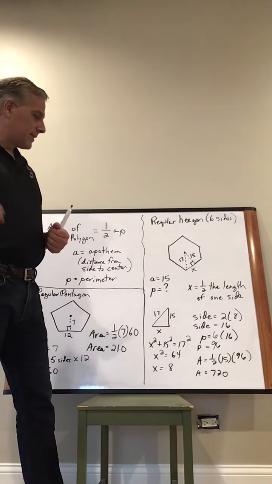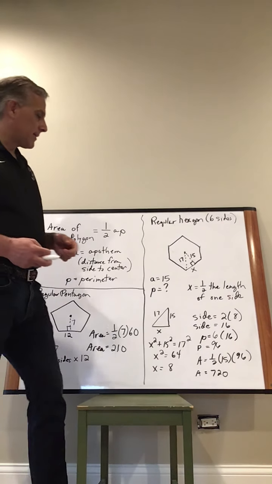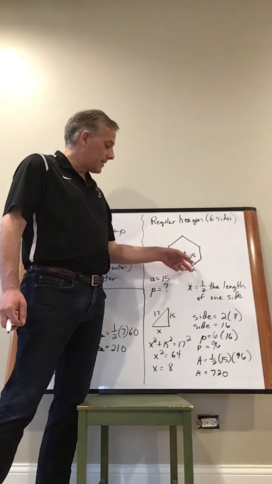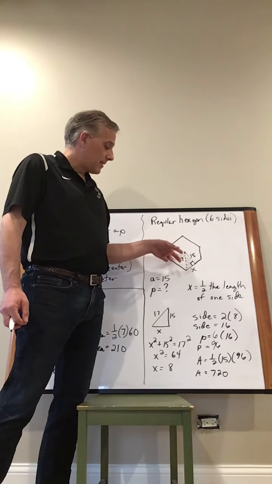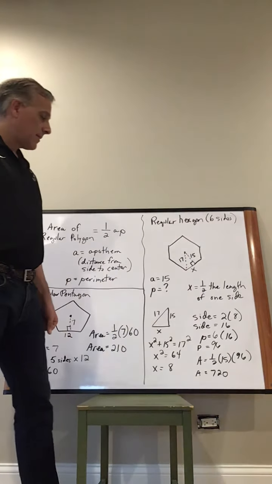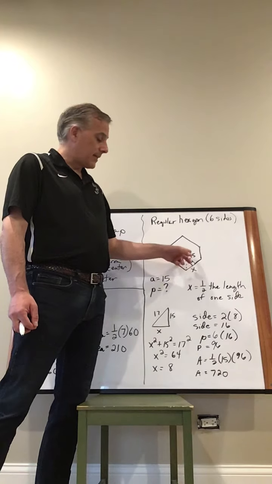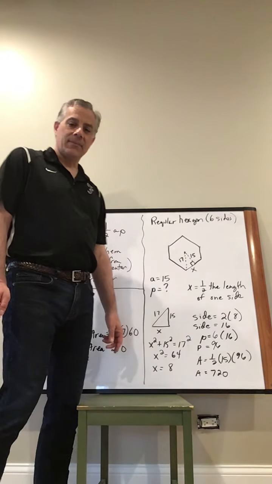One of the things that I like to do just for kicks is calculate the area of this triangle here. This value is 8, this value is 15, so the area of that triangle will be 1/2 times 8 times 15, which is 60.